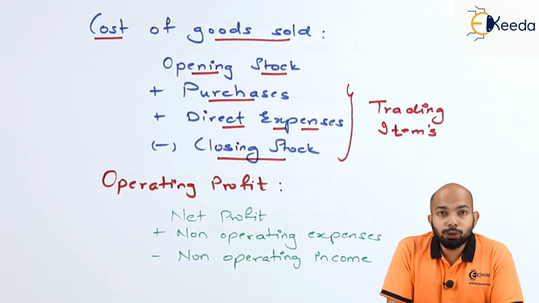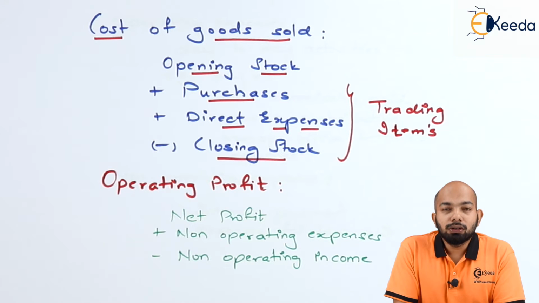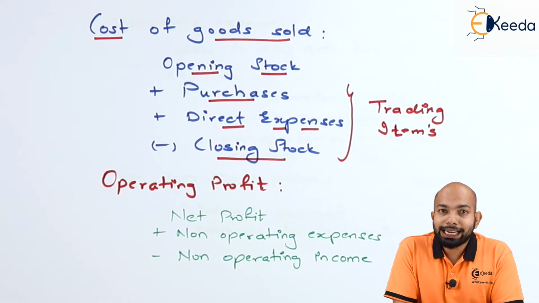So cost of goods sold, as highlighted here, will be the total of opening stock, add purchases, that means net purchases, add direct expenses, and subtract closing stock. So cost of goods sold, which is supposed to be mentioned in this specific profit and loss account, will be nothing but opening stock, add net purchases, add direct expenses, and subtract the closing stock from it. You can remember this as a formula, because this will be one of the questions asked in your exams. So we have mentioned these things.